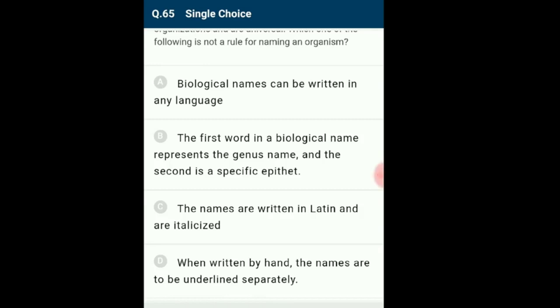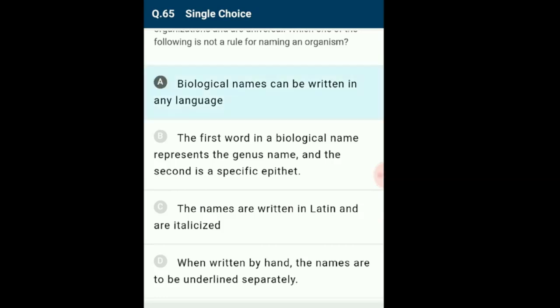Biological names are written in Latin only if they are Latinized. The names are written in italics to indicate Latin origin. The scientific name consists of 2 parts. The first name is the name of the genus and the second name is the name of the species, called the specific epithet. So the answer is option A.